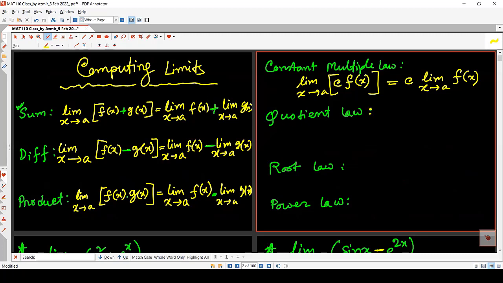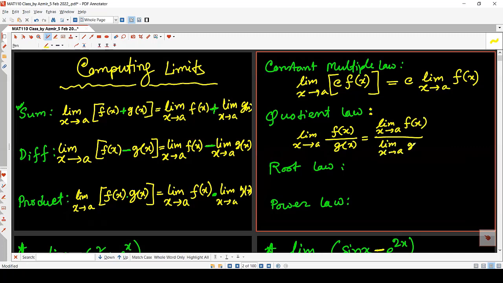So now let's have a look at the quotient law. Here it says that for the limit of f of x divided by g of x, if we have this case, then the limit will exist if this one is a finite value. That means the existence criteria says that we must have a defined value here.